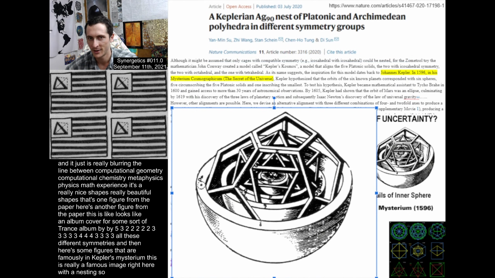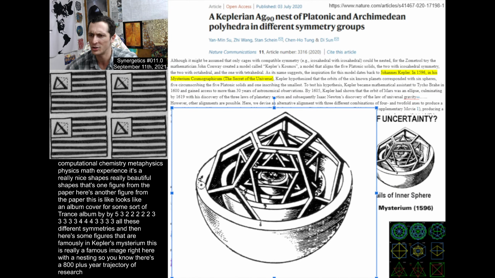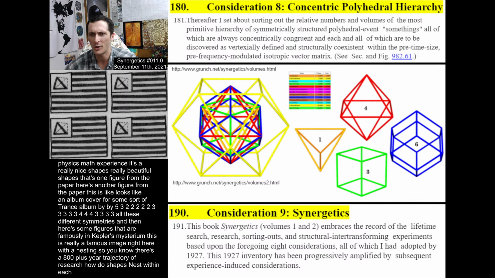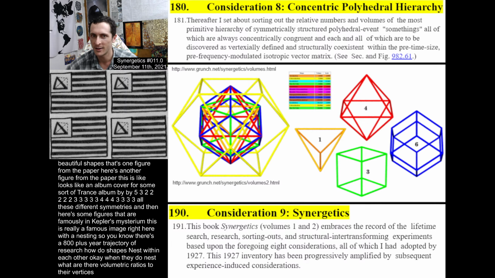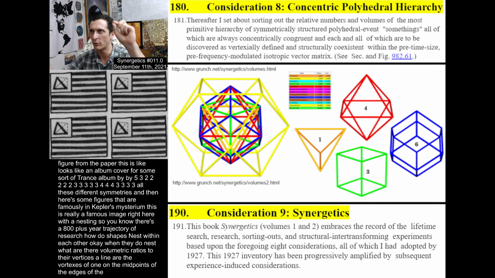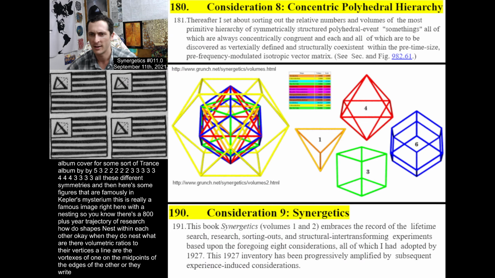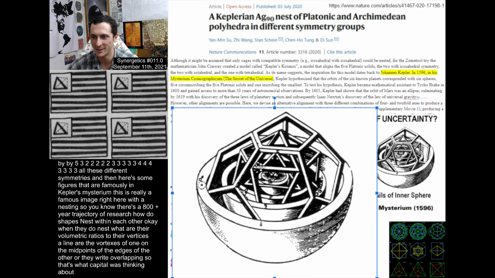So, this is a 500 plus year trajectory of research. How do shapes nest within each other? Okay, when they do nest, what are their volumetric ratios? Do their vertices align? Are the vertexes of one on the midpoints of the edges of the other, or are they right overlapping? So that's what Kepler was thinking about, and look at the sun in the middle.